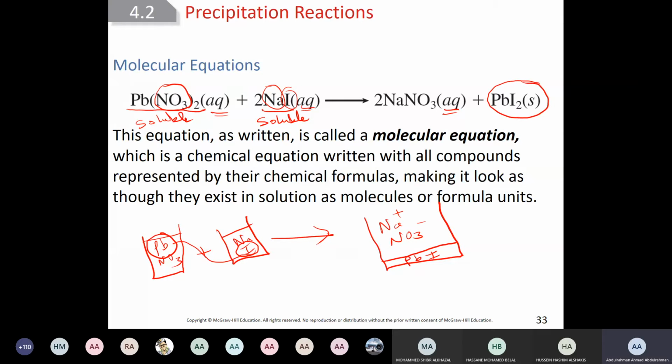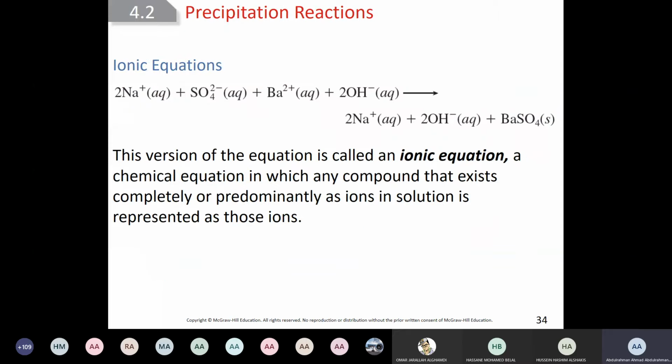What do we call this equation? Precipitation reaction. Clear? Very good. Let's have another example.